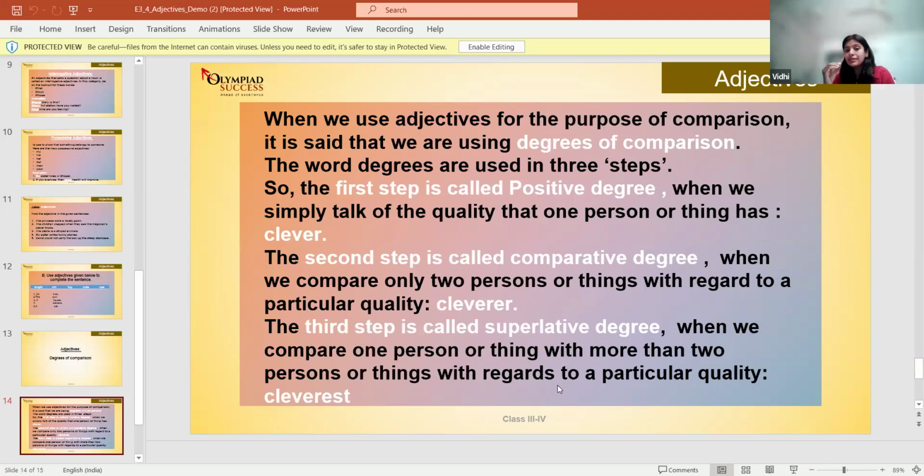Next step is the comparative degree. When we compare two persons or two things with regard to a particular quality. For example, Vedant is cleverer than Ram. Cleverer. We are comparing two persons. Like you can say bigger or taller, when you compare two things.